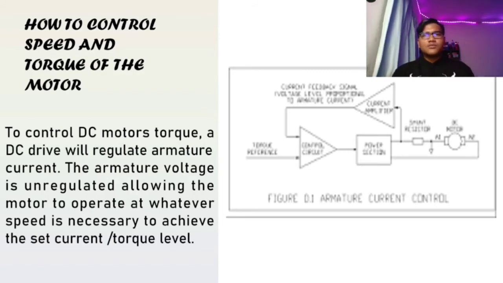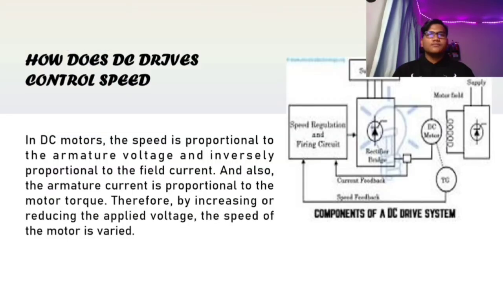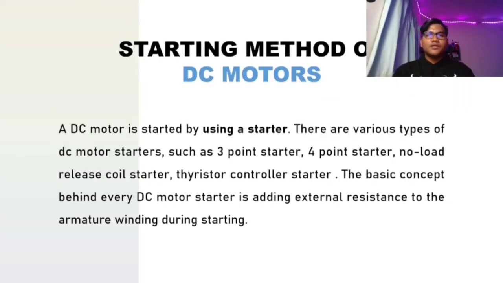How to control speed and torque of the motor? To control DC motor torque, a DC drive will regulate armature current. The armature voltage is unregulated, allowing the motor to operate at whatever speed is necessary to achieve the set current or torque level. How does a DC drive control speed? In DC motors, the speed is proportional to the armature voltage and inversely proportional to the field current. And also, the armature current is proportional to the motor torque. Therefore, by increasing or reducing the applied voltage, the speed of the motor is varied.